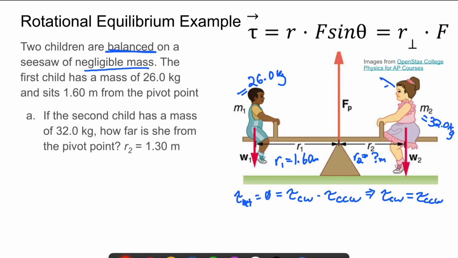And if we look at child 2 over here, if we were to allow her weight to rotate our seesaw, it would rotate like this, right? Or in a clockwise direction. So that means that her force of gravity, or m2 times g, is going to be the thing that's providing that clockwise torque, right?